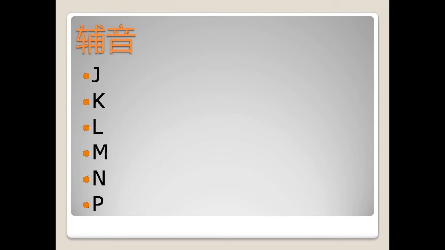Let's move on to the next page. G. In English, it is pronounced as J, but in Chinese, it is pronounced as G. Next, ku. In English, it is pronounced as K, but in Chinese, it is pronounced as ku. Next, lu. It is pronounced as L in English, but in Chinese, it is pronounced as lu.